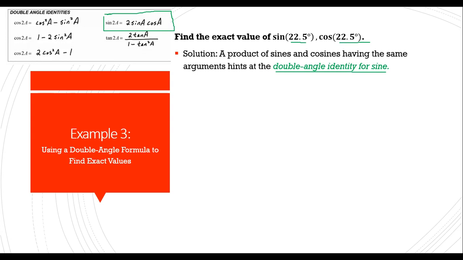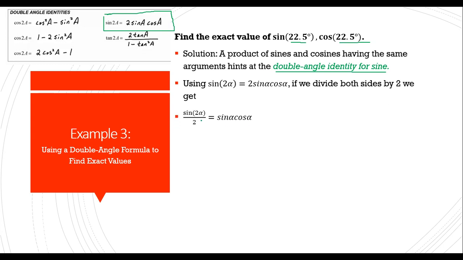Okay, so I'm going to use the double angle identity for sine to figure out sine of 22.5 times cosine of 22.5. So this is using that same formula, sine of 2 alpha equals 2 sine alpha cosine alpha. If I divide both sides by 2, I'm going to get this: sine of 2 alpha divided by 2. Note, these 2's do not cancel out. This is 2 times an angle, not a factored out 2.